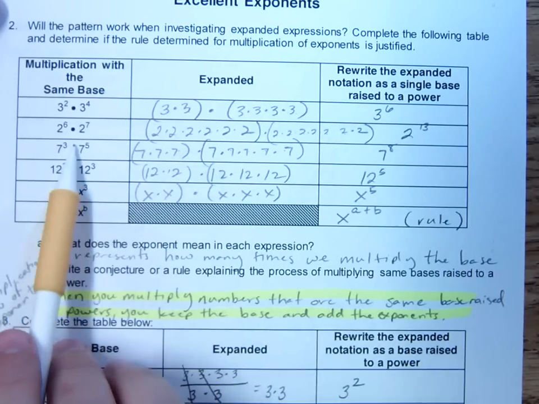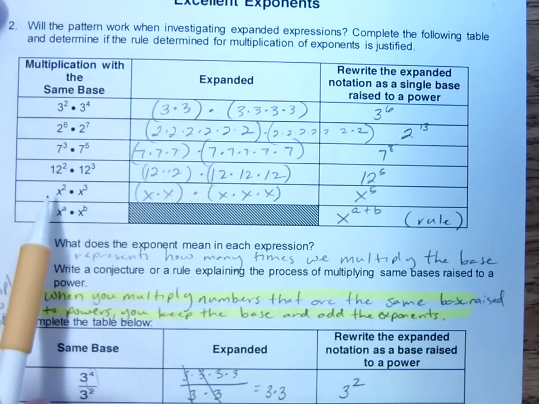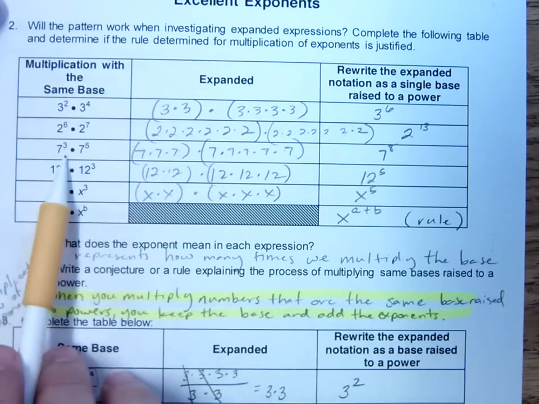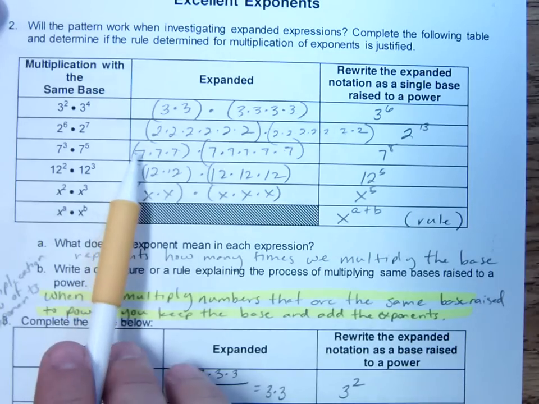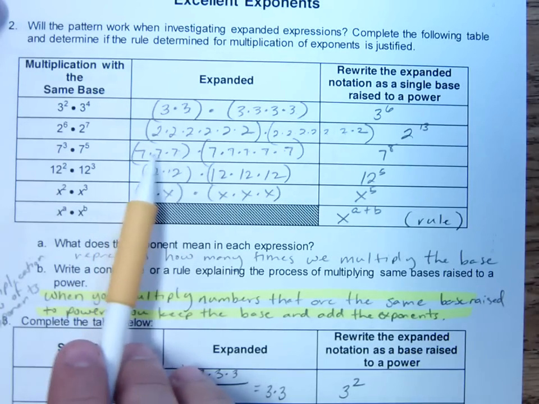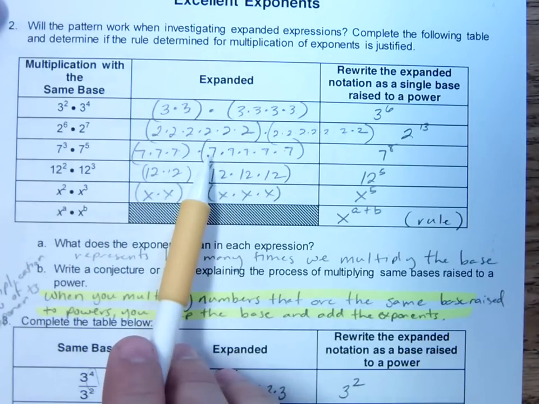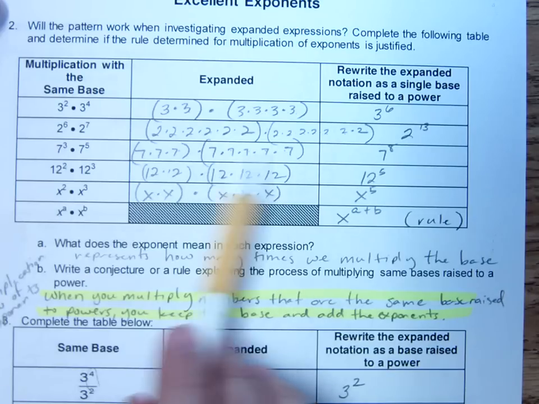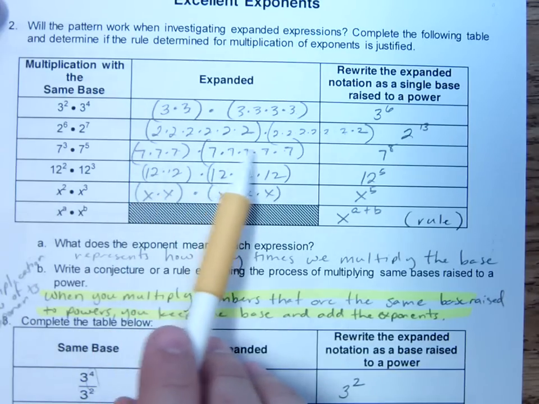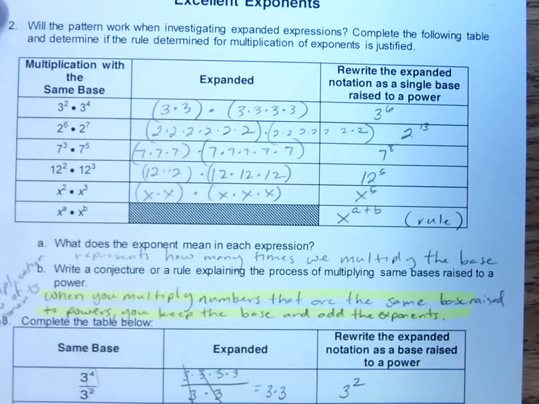Okay, 7 to the 3rd power times 7 to the 5th power should be 7 to the 8th power. Let's see. 7 to the 3rd, 1, 2, 3. 7 times 7 times 7. 7 to the 5th, 7 times 7 times 7 times 7 times 7. 1, 2, 3, 4, 5, 6, 7, 8. 7 to the 8th power.